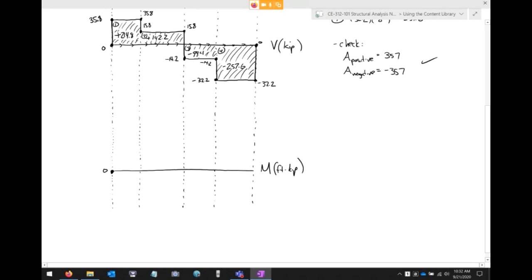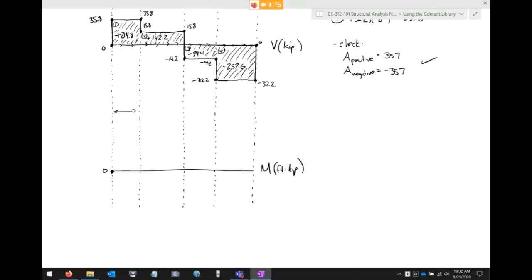Now, in order to draw the moment diagram, we look at the shear diagram and pay attention to our areas under the curve. Because remember, the integral of shear is moment. So by integral, we mean areas. So let's look at the areas under the curve. We start out at 0, and let's look at this first region. This first region has an area of 214.8, and it's positive.